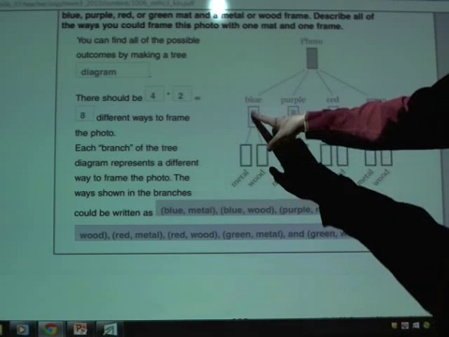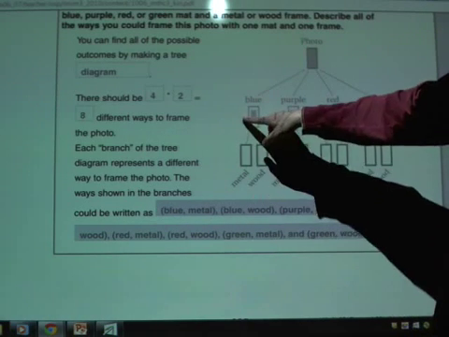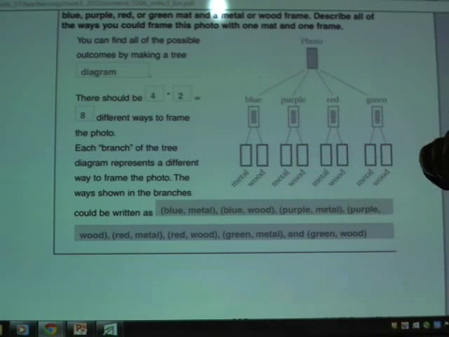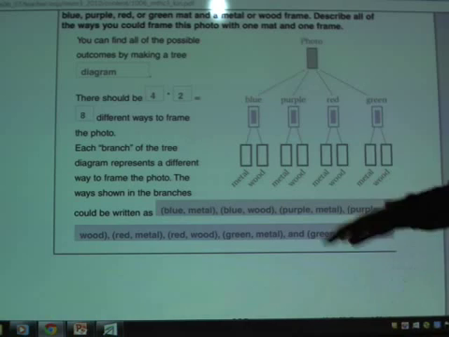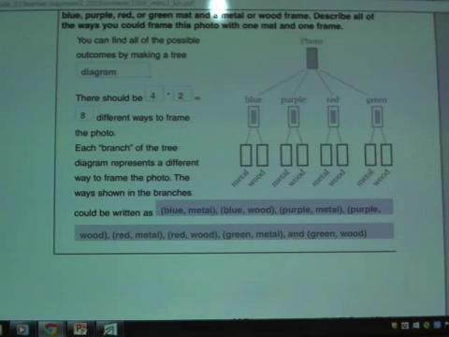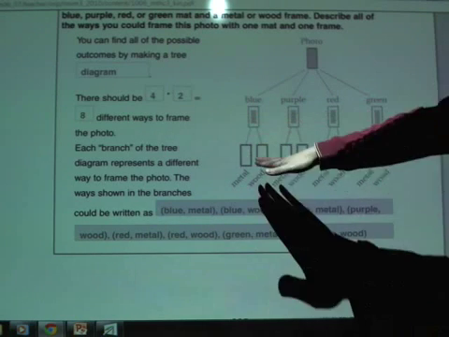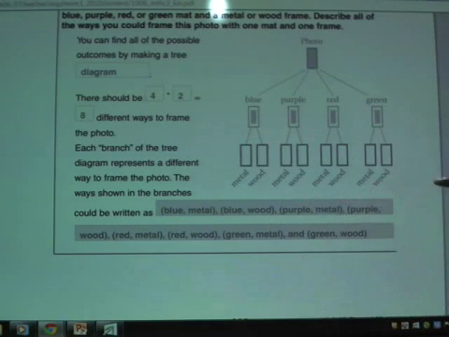Because, for instance, I could pick a blue mat and a metal frame, or a blue mat and a wood frame. I could pick a purple mat and a metal frame, or a purple mat and a wood frame. And we go on down the list there until we've created all of our possibilities. Well, from the counting principle, we knew that there were 4 options here for the mat color, and 2 options here for the frame type, metal or wood. So we know there's 8 different ways to frame the photo.